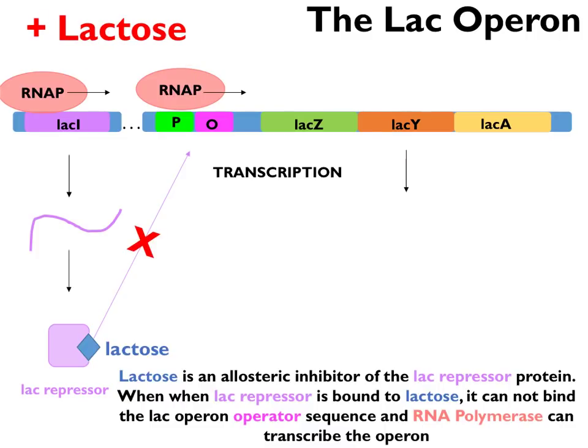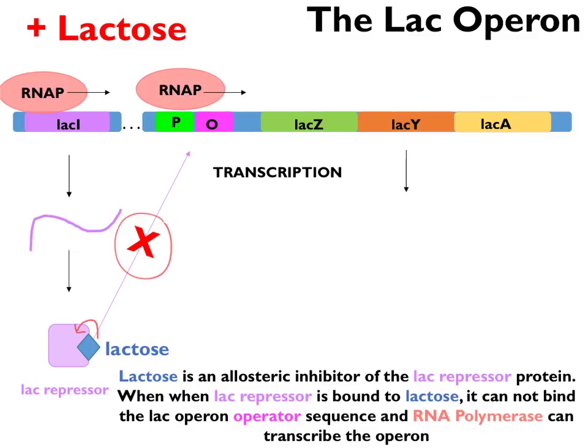Now, when lactose is present, lactose is quickly converted into allolactose. And allolactose, or for simplicity we can just say lactose, is an allosteric inhibitor of the Lac repressor protein. What does that mean? That means that lactose binds to the allosteric site of the Lac repressor protein, and binding of lactose to the Lac repressor protein inhibits the Lac repressor from binding to the operator sequence, or, if the repressor is already bound, it will remove the repressor from the operator sequence.